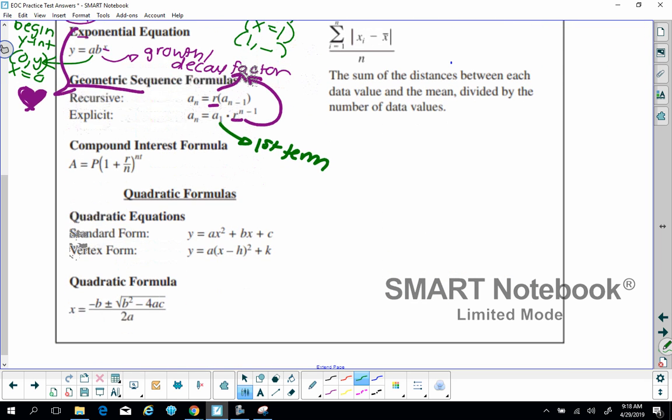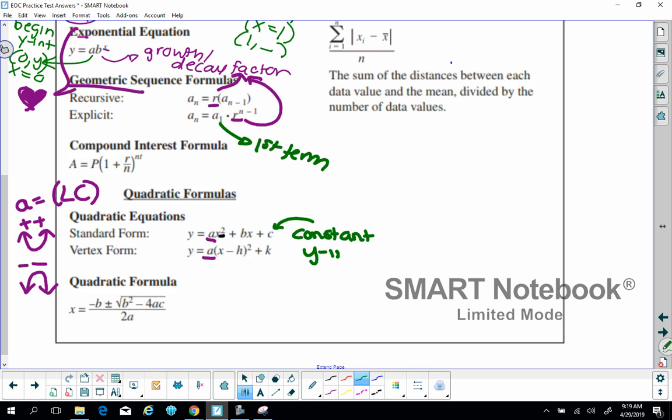Quadratic equation, standard form. Remember, quadratic is when there's a 2 in the exponent, so it looks like this. Remember, a is your leading coefficient. It's either a positive Patricia, so it's facing up, or a negative Nancy facing down. So that's your leading coefficient. In standard form, remember, in order to put it in our calculator, it has to be in standard form, so you need to move everything over to one side. Right here, I can see my c is my constant. It's also your y-intercept. Your y-intercept, your constant, is your c.